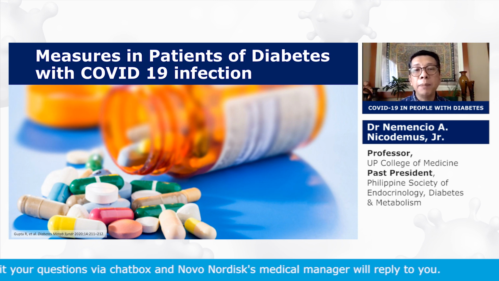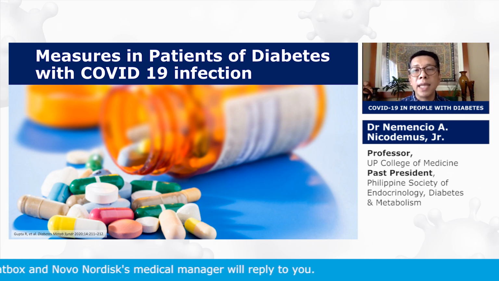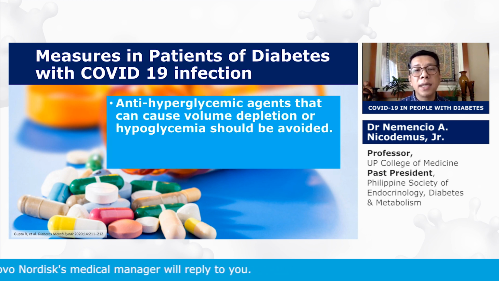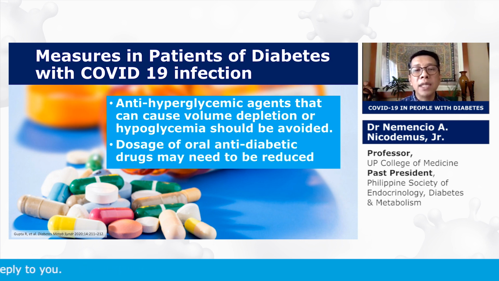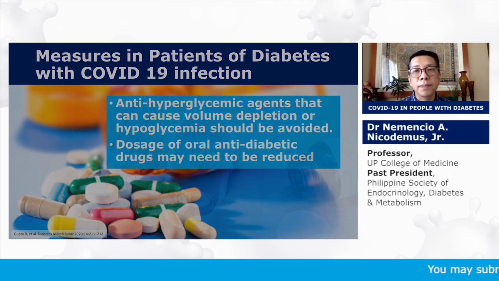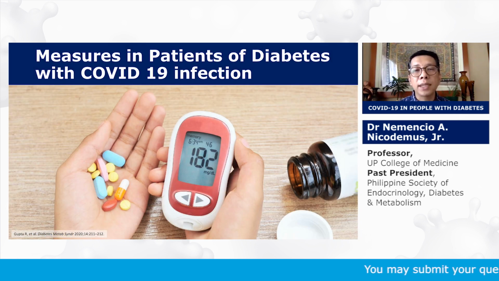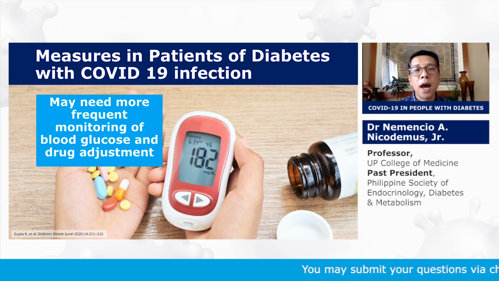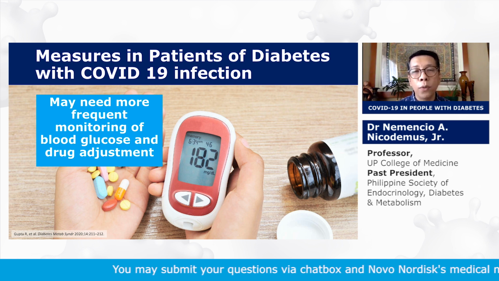Among people with type 2 diabetes and COVID-19 infection, it is important that the anti-hyperglycemic agents that can cause volume depletion or hypoglycemia are avoided, and that the dosages of these oral anti-diabetes drugs are reduced, particularly when food intake is also reduced. And it is also important that blood glucoses are monitored more frequently in order to adjust the dosages of the drugs to treat diabetes at home.